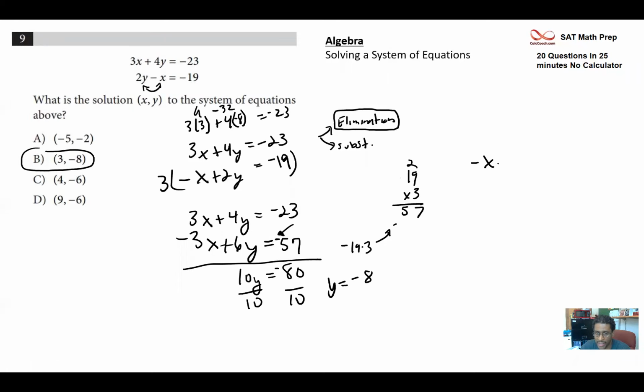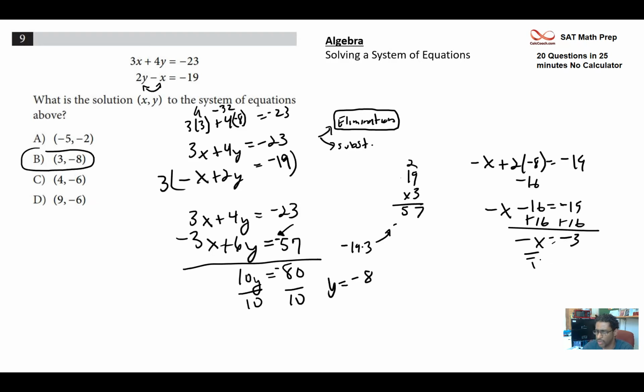We have negative x plus 2 times that negative 8 is a negative 19, and so that's how we can get the fact that x is 3. We get negative x minus 16 is negative 19. Add the 16 over and get that negative x is negative 3. And then divide by negative 1 or multiply by negative 1 to get the fact that x is 3.